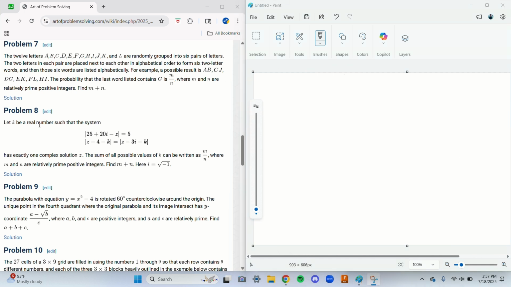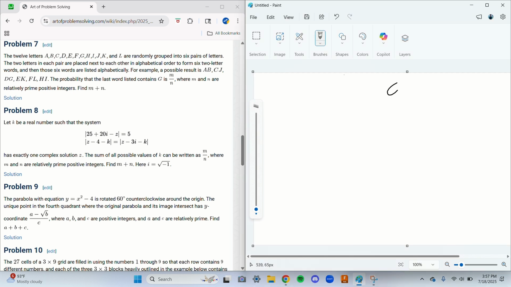Okay, now for problem number 8. Let K be a real number such that this system has exactly one complex solution Z, and we're asked to find the sum of all possible values of K. And I is obviously square root of -1. So this is basically talking about magnitude. The absolute value bars mean magnitude.